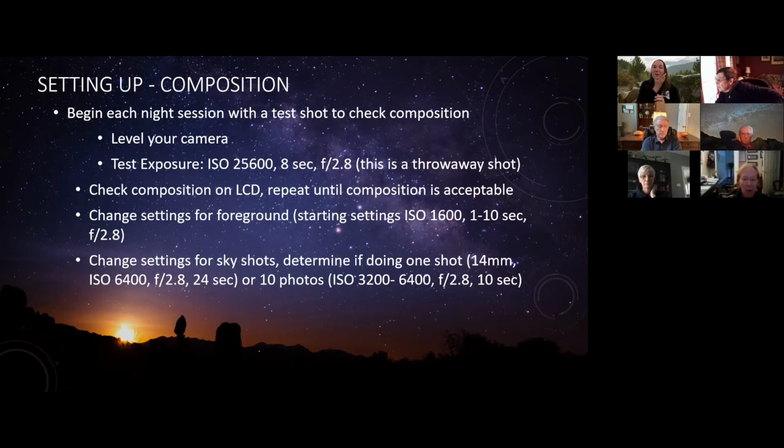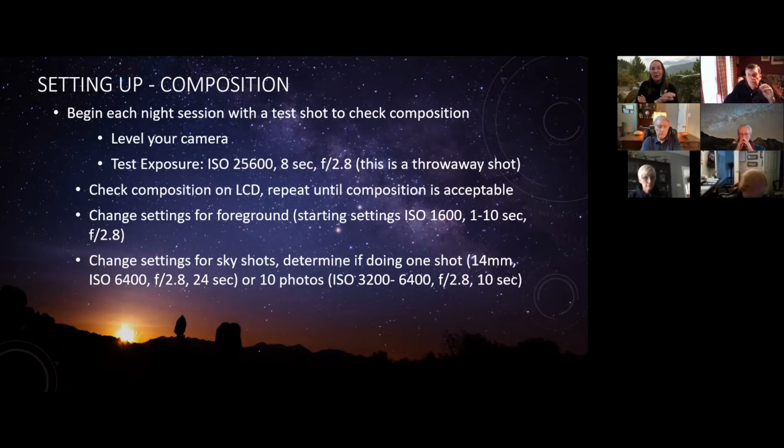seconds. So, you play with it a little bit. Once you get out there, you kind of get a feel for it. If there is any, like a quarter moon or something, that's also going to affect the Milky Way, but it's also going to affect the landscape. So you may want moonshots. So we'll see. Anyway, check your composition on the LCD and repeat until your composition is acceptable. And then change the settings.